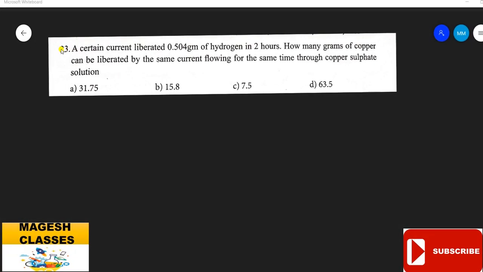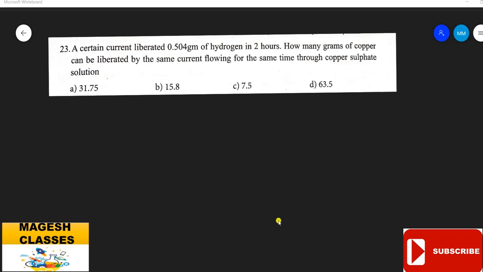Question number 23. A certain current liberated 0.504 gram of hydrogen in 2 hours. How many grams of copper can be liberated by the same current flowing for the same time through copper sulfate solution? This problem is based on Faraday's law of electrolysis, law 2.